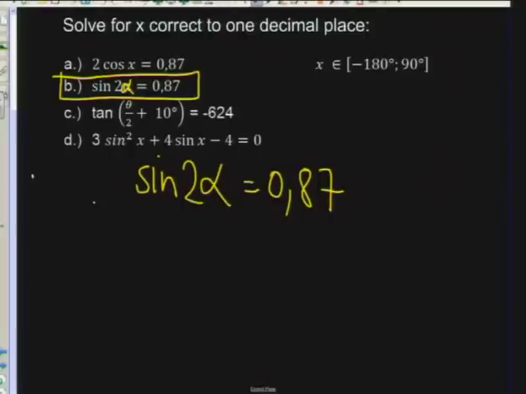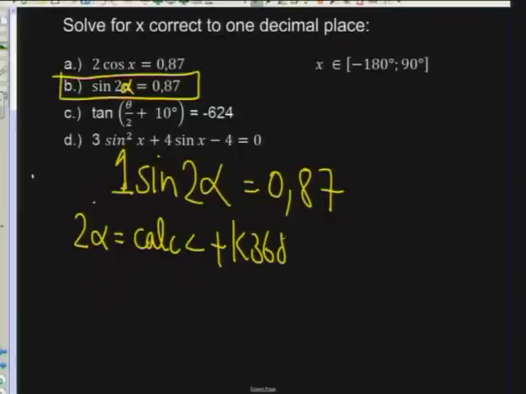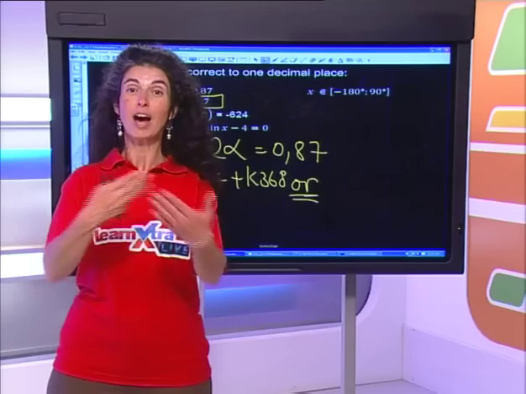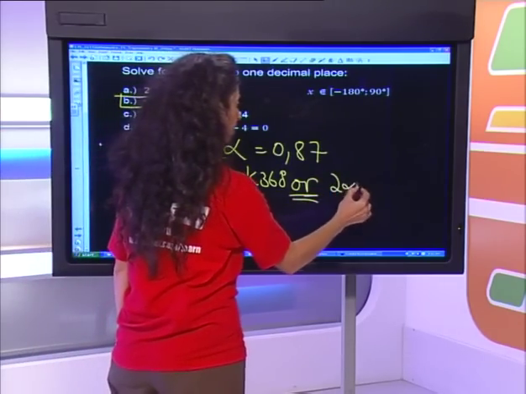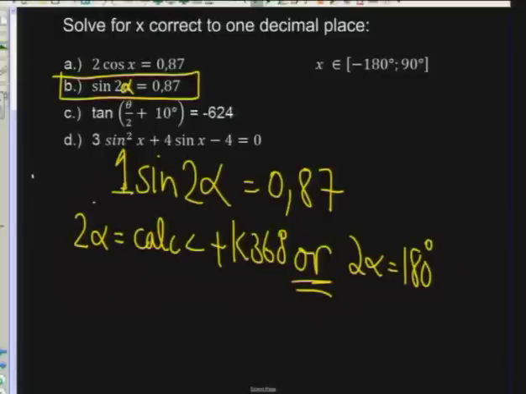Can you see the ratio is by itself, so we don't have to isolate the ratio? And what is the formula for sine? The sine formula is 2 alpha equals my calculator angle plus its period. Or, how do we get the second value? We haven't done this in a long time. It's always 180 degrees minus the calculator angle plus K360.